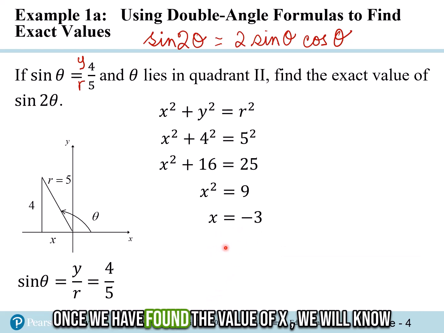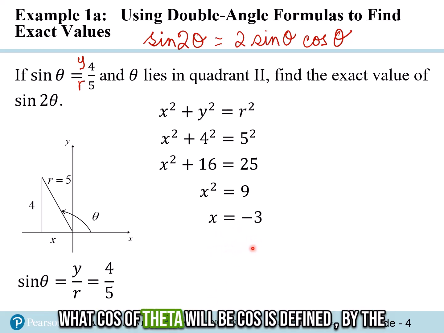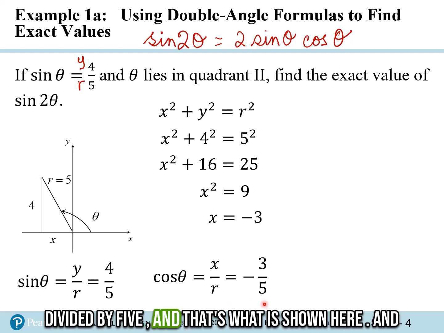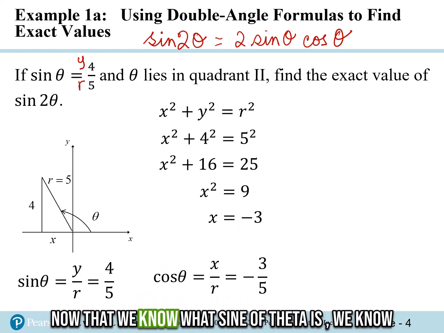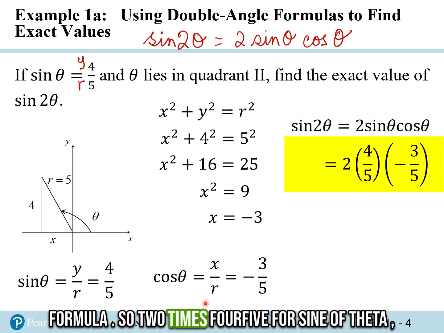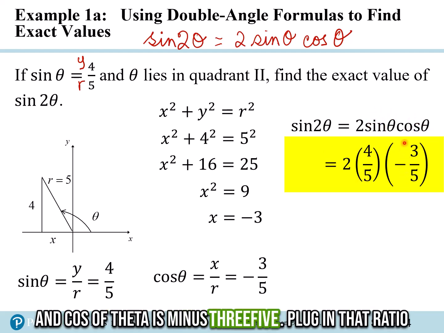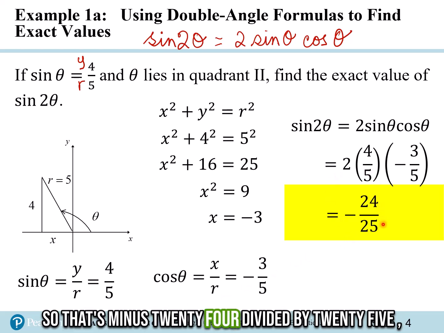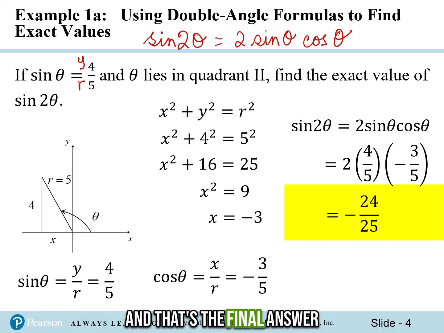Once we have found the value of x, we will know what cos of theta will be. Cos is defined by the formula x divided by r, so it's going to be minus 3 divided by 5, and that's what is shown here. Now that we know what sine of theta is and what cos of theta is, we plug those values into the formula. So 2 times 4/5 for sine of theta, and cos of theta is minus 3/5. Plug in that ratio for cos of theta and complete the operation. So that's minus 24 divided by 25, and that's the final answer.